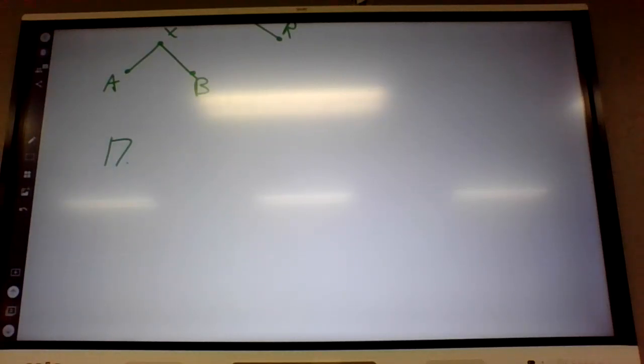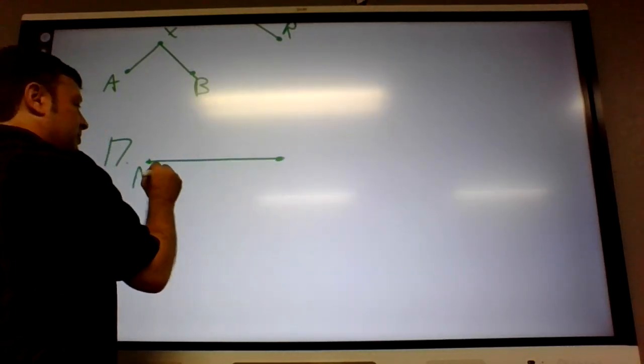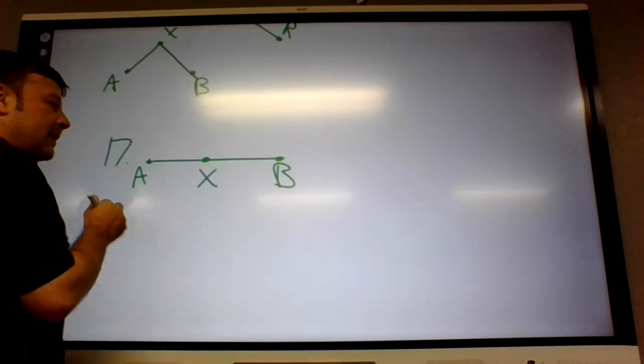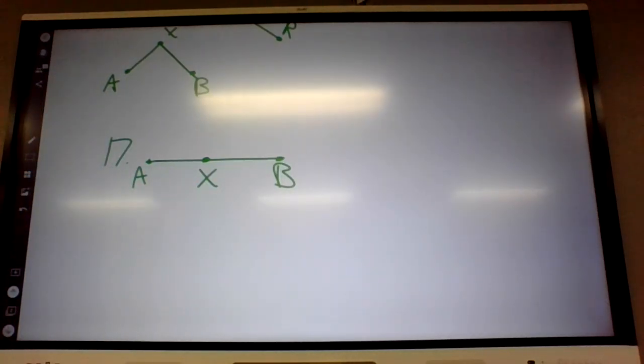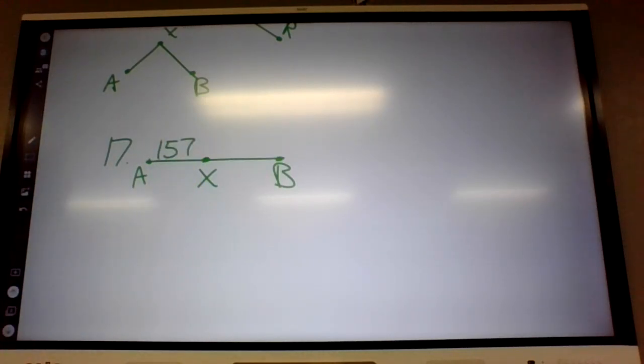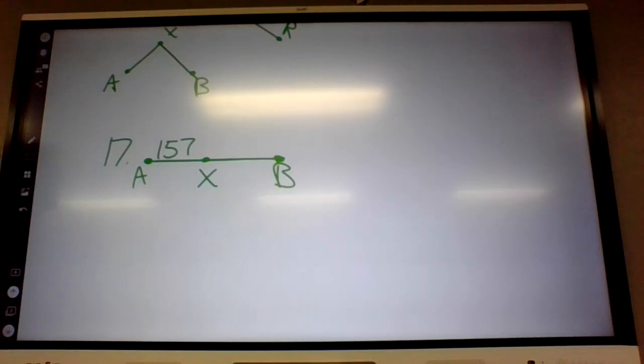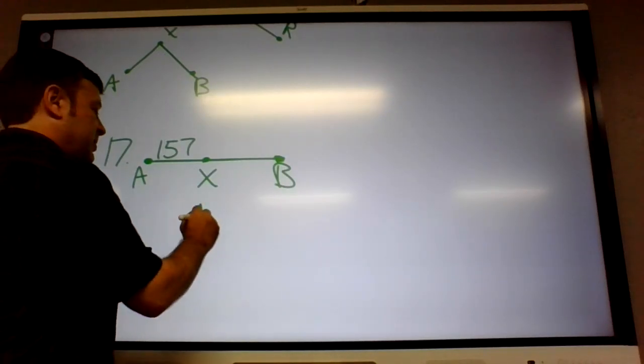Find AB if X is the midpoint of segment AB. Drawing pictures will probably help. Here's segment AB. X is the midpoint. AX has the given length. Number 17 says 157. The direction said find the length of AB, so how am I going to find the length from here all the way to here? 157 plus 157, or 157 times 2. So AB equals 300.